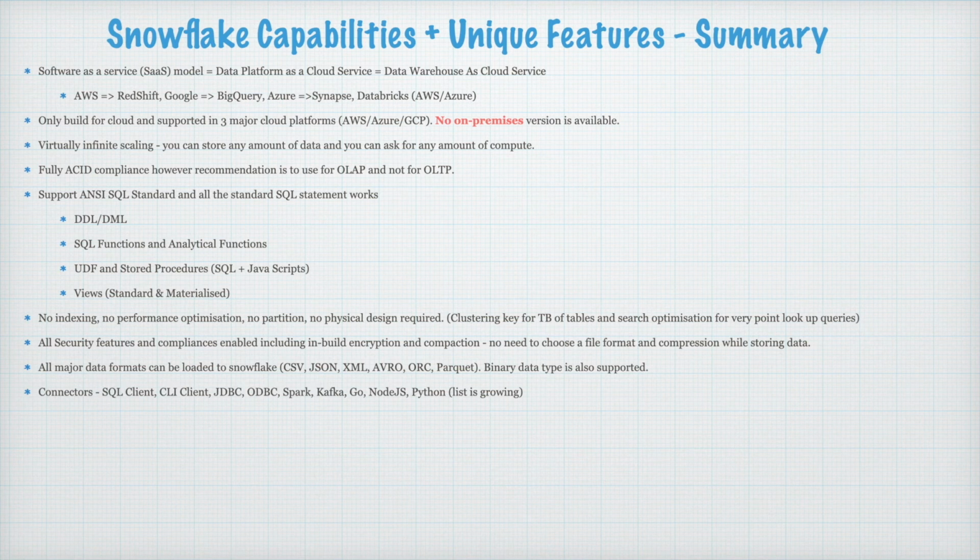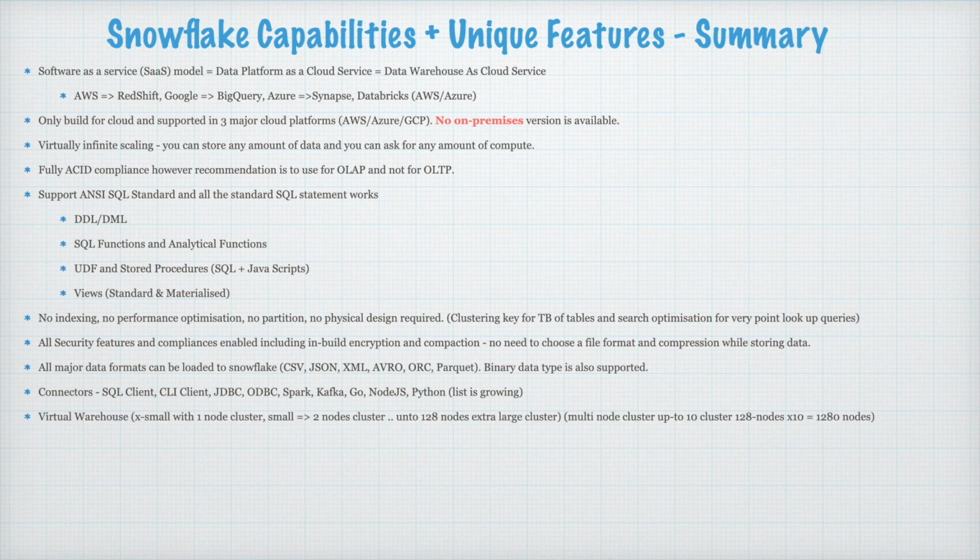Connectors. You have a lot of connectors like SQL client, CLI client, JDBC, ODBC, Spark, Kafka, Go, Node.js, Python. The list is growing. Virtual warehouses come in many flavors. It starts with extra small, where you have a cluster with one node. It goes to a two node cluster, up to a 128 node extra large cluster. Multi-node cluster up to 10 clusters, each cluster having 128 nodes. It means you can really run a virtual warehouse with 1280 nodes.